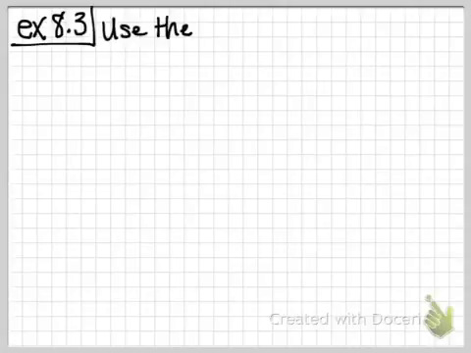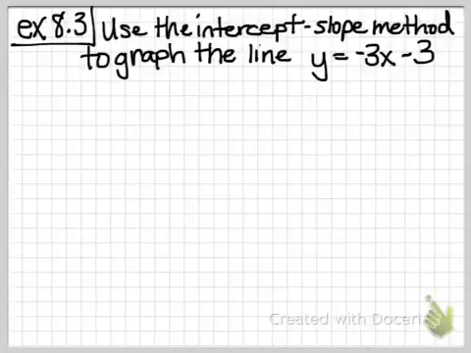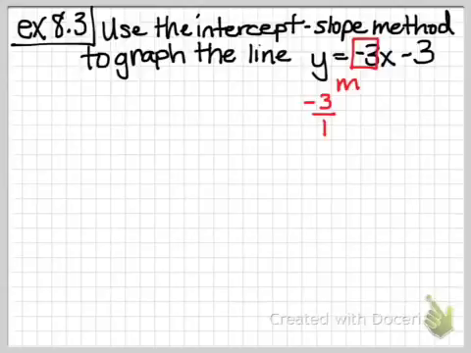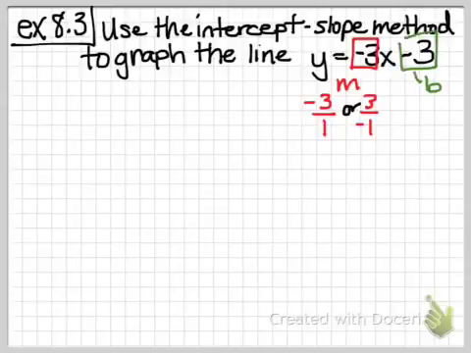So let's do an example. Use the intercept-slope method to graph the line y equals -3x minus 3. So in our case, m is negative 3, and you can write that as negative 3 over 1, or you can also write it as 3 over negative 1. Either way works. And then our y-intercept is going to be negative 3.